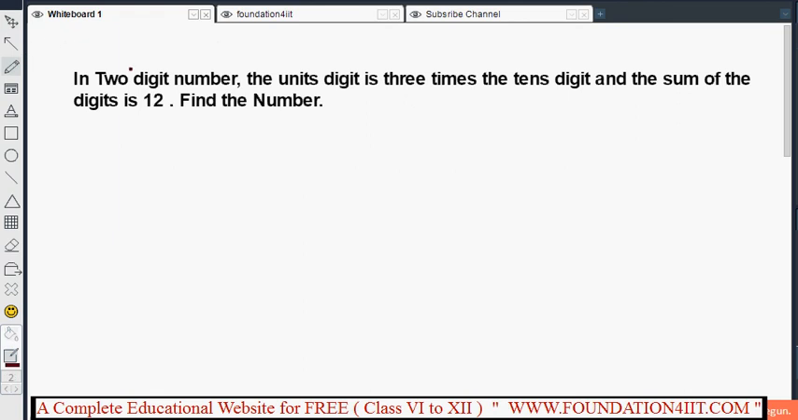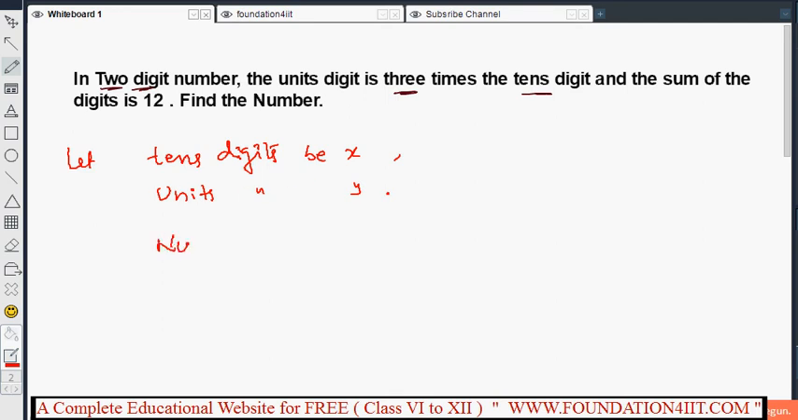So observe here. Two-digit number, so that is only tens and units. Unit digit is 3 times the tens digit. So we need to take some variables. Let the tens digit be x, and units digit, I'm taking some y. So as explained previously, we can write the number.